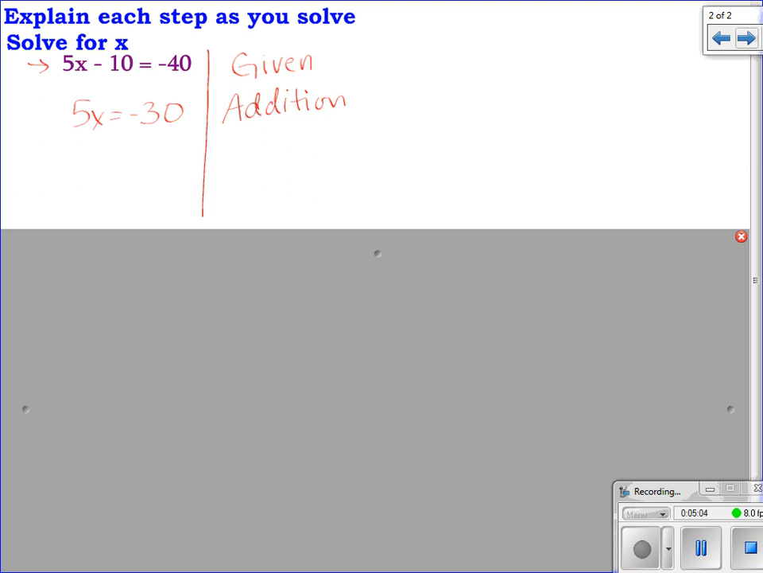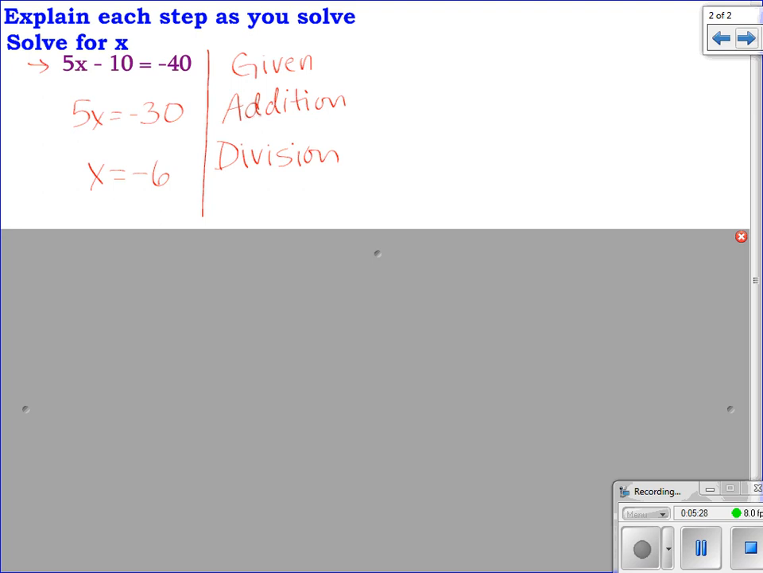Okay, what's the next step? Division. Yes, we're going to divide on both sides. What would we get for the left-hand side? X equals -6, and you're done with your proof. So the work is on the left without showing the work steps, because you're putting the work on the right-hand side as showing your work.